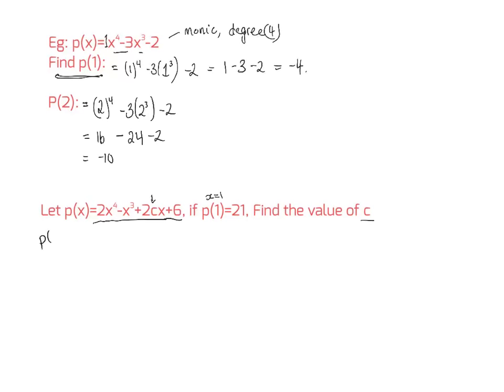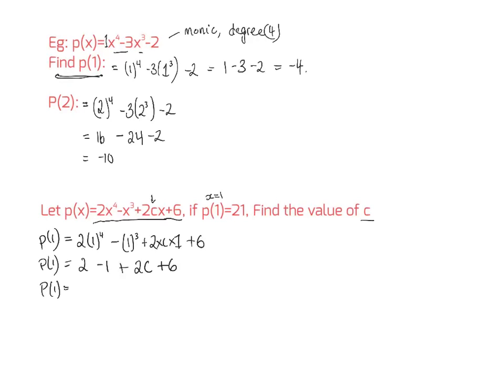So let's do p of 1 like we did before. Every time I see an x, I'll put a 1. So minus 1 to the power of 3 plus 2 times c times 1, because there's an x, plus 6. If we keep simplifying that, 1 times 2 is 2, minus 1, plus 2c plus 6. Okay, so that's what p of 1 is.